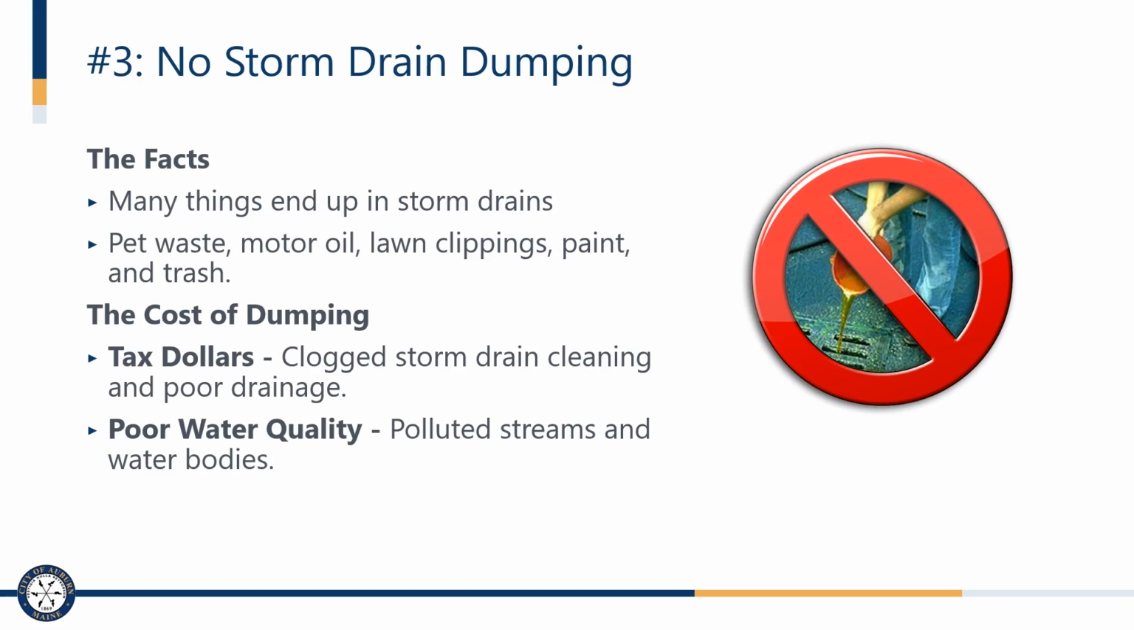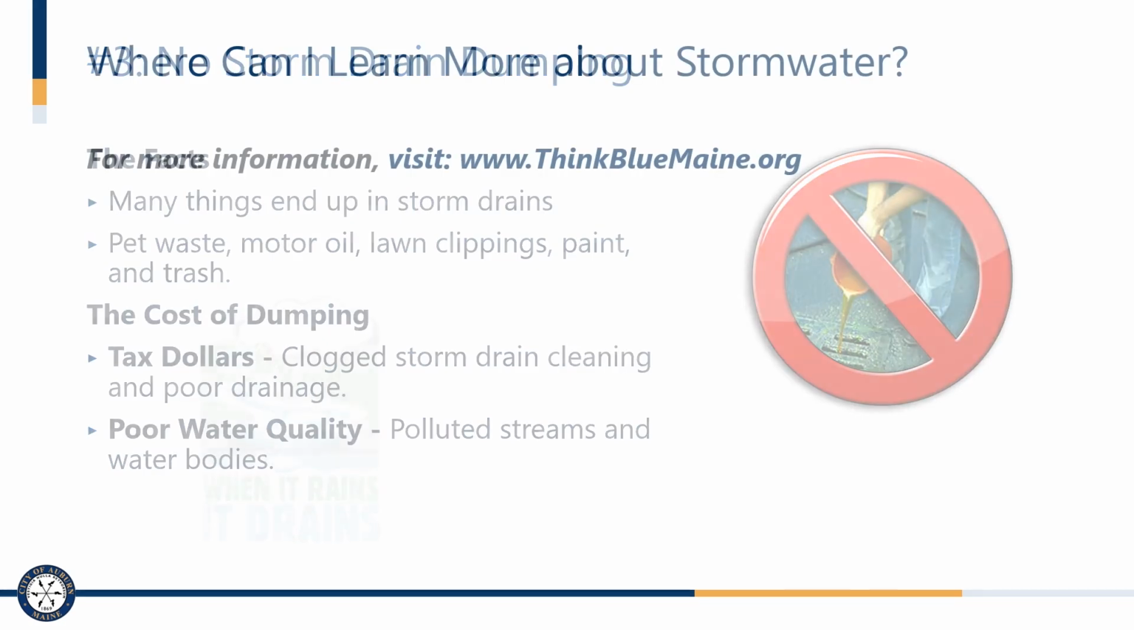And lastly, never dump anything into the stormwater drainage system. This includes pet waste, motor oil, leaves, paint, trash, and anything that isn't stormwater. This is illegal. It can damage stormwater drainage infrastructure, and it contributes to water pollution.